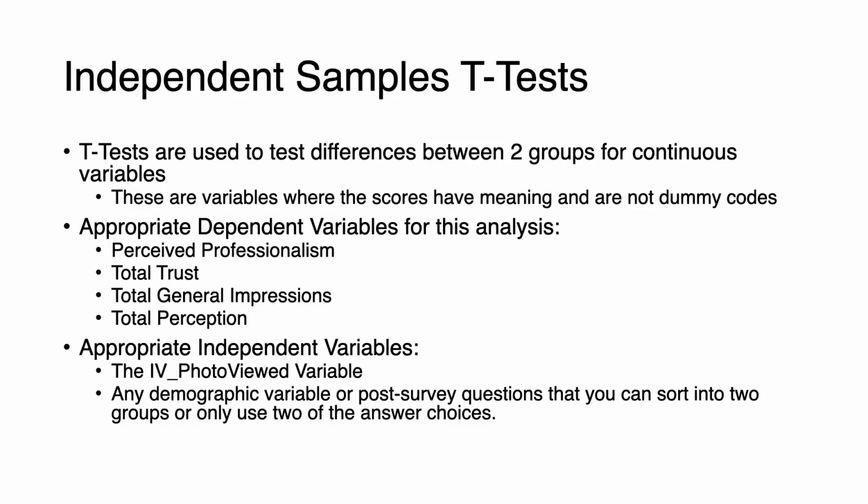However, if you want to use something different beyond the first 2 choices of whichever demographic variable or post-survey question, you will then need to change the codes that are in the independent samples t-test SPSS. So if you are struggling with that, please feel free, reach out to me. I'm happy to provide a further explanation.